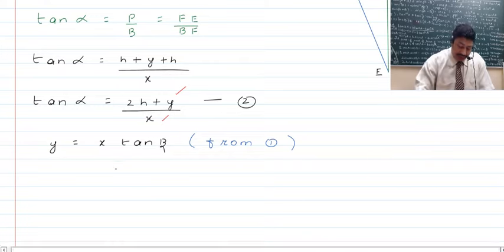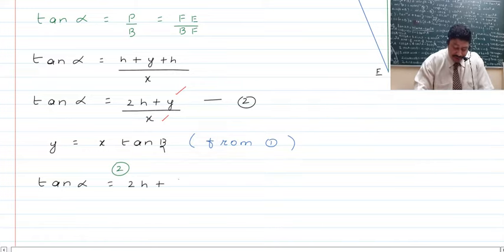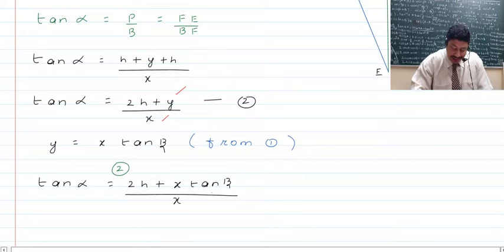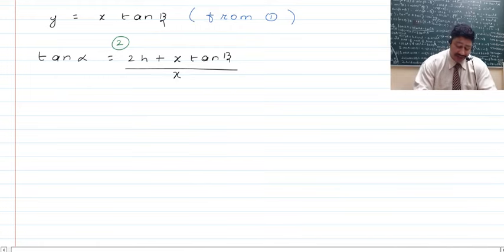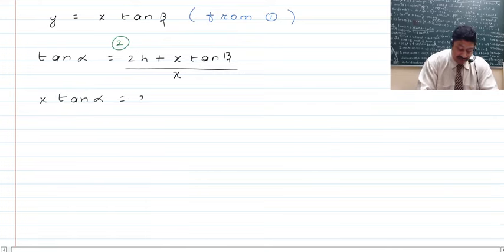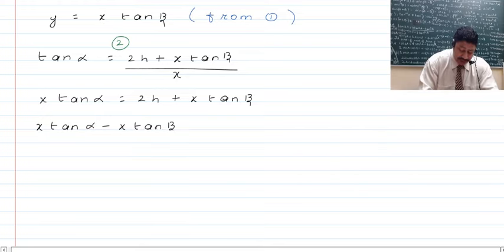Now when we bring in the second equation, we will keep this value of Y. As such, we will now have tan alpha, which will become equal to 2H plus this value of Y that we found out, that is X tan beta, right? And it is going to be divided by X. Now as you can see, there is just one unknown, that is X, and now we're going to make it the subject of the equation to calculate its value in terms of H, alpha and beta. So further cross multiplying, we have X times tan alpha, which becomes equal to 2H plus X times tan beta, and further then we have X tan alpha minus X tan beta, which becomes equal to 2H.